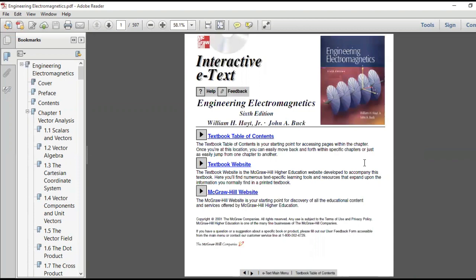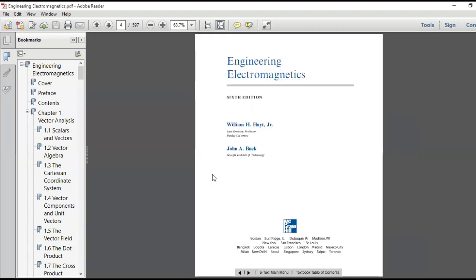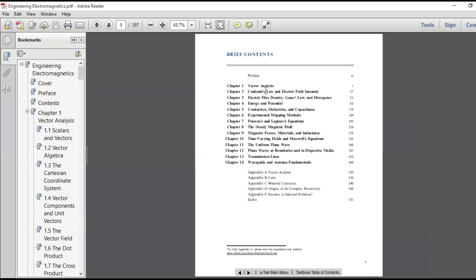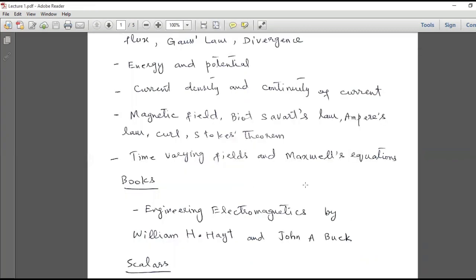This is the front page, and from this book, I will be teaching chapter number 1 on vector analysis, chapter number 2, chapter number 3, chapter number 4, a few topics from chapter number 5, and chapter number 8 and chapter number 10. So these are all the chapters which will be discussed in this course.